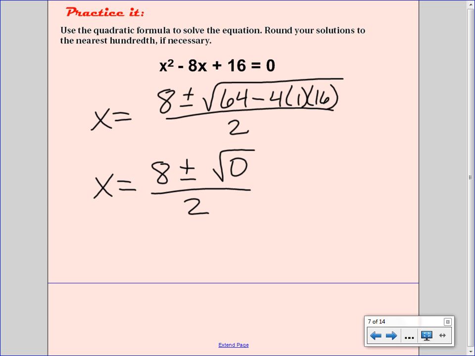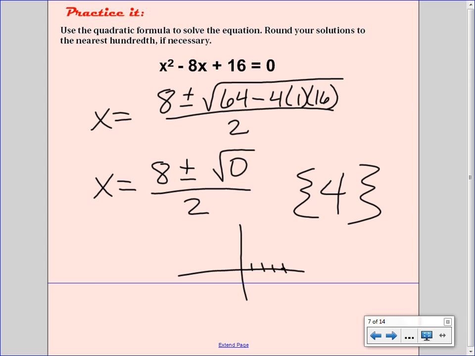So you have two different problems. You have 8 plus 0, and you have 8 minus 0. 8 plus 0 is 8. Divided by 2 is 4. Okay. And what's 8 minus 0? Still 8. Divided by 2 is still 4. So really, you only have one answer. Can you guess what the picture would have looked like if you graphed it? Yeah, you would have had just the 1. Make sense? All right, cool.